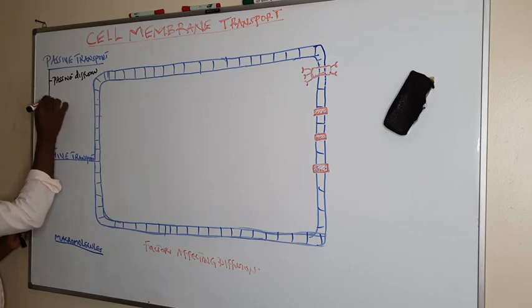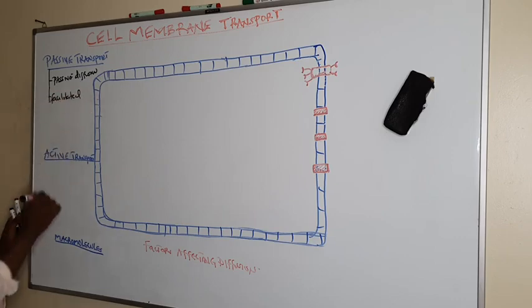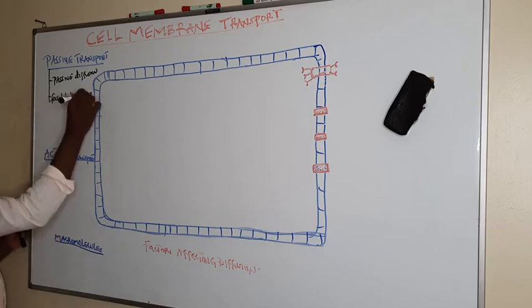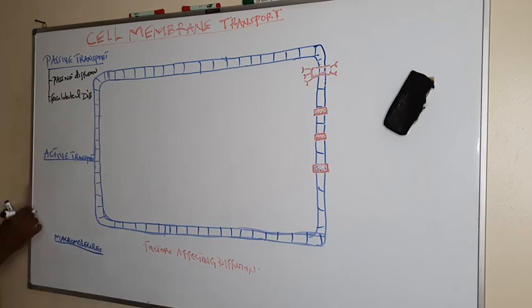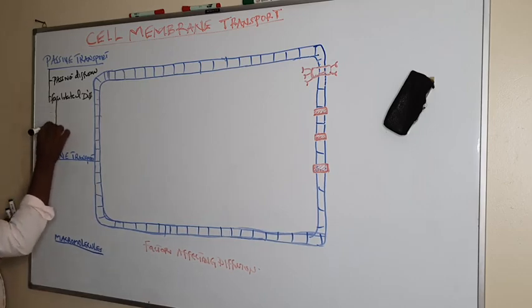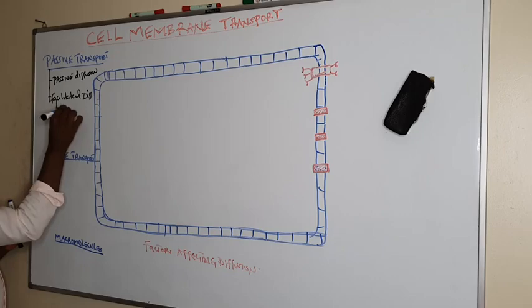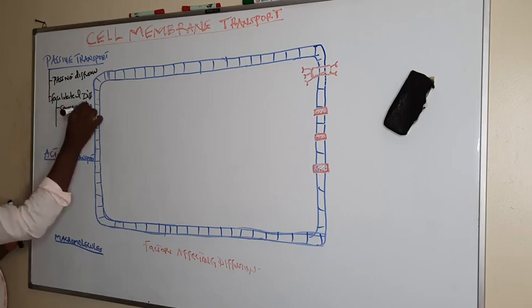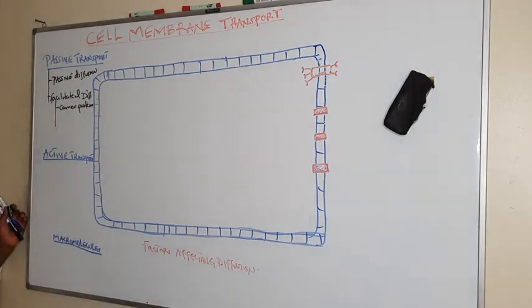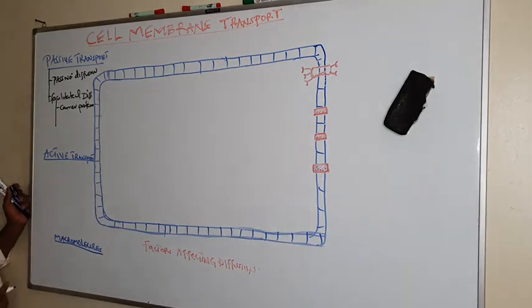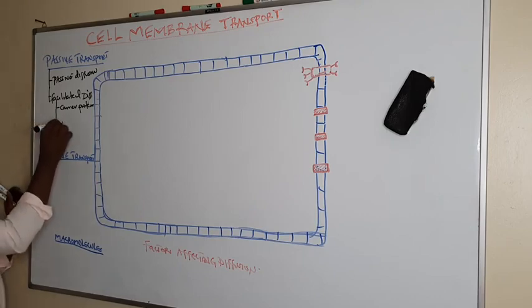versus facilitated diffusion. And this facilitated diffusion can either be due to carrier proteins, whereby the carrier proteins are the ones responsible for enabling the transport of substances inside and outside the cell. We can also have ion channels.